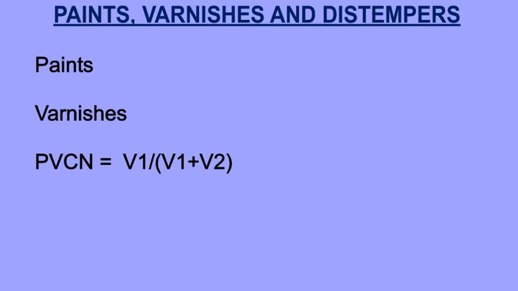Pigment volume concentration number is equal to V1 by V1 plus V2, where V1 is equal to volume of pigment in the paint, V2 is equal to volume of non-volatile vehicle or carrier in the paint. The higher the pigment volume concentration number, the lower will be the durability and gloss of the paint.